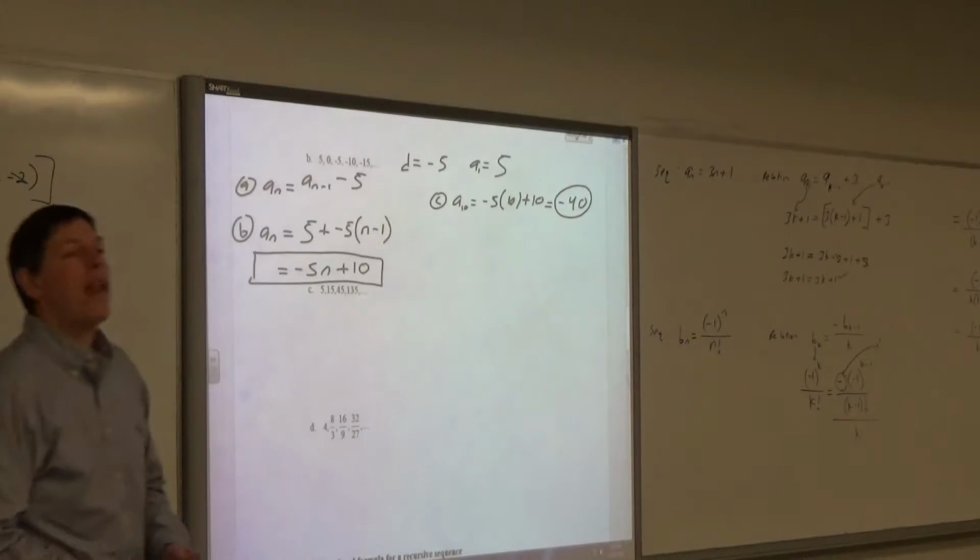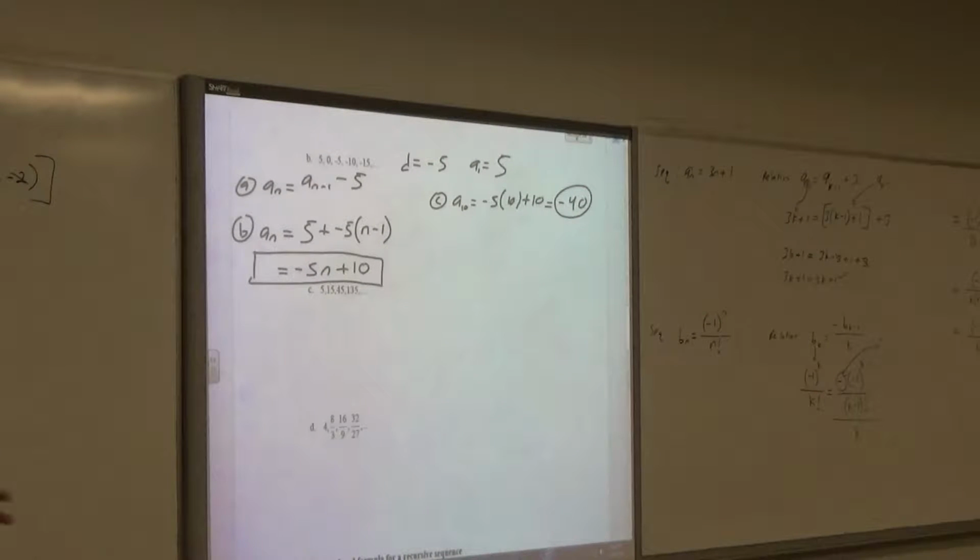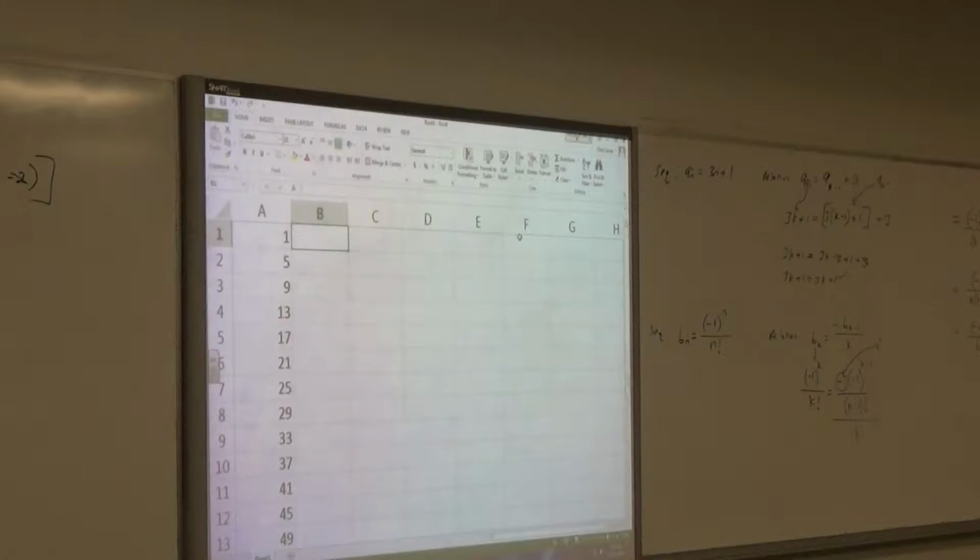Okay. Once again, I'll illustrate using Excel that we could get it using the recursive. So we said the first term was 5, and this is equal to B sub 1 minus 5. Okay, and then we'll just drag it down to the 10th term, and there we go. We get negative 40. Okay? Either way we want to do it, it works.